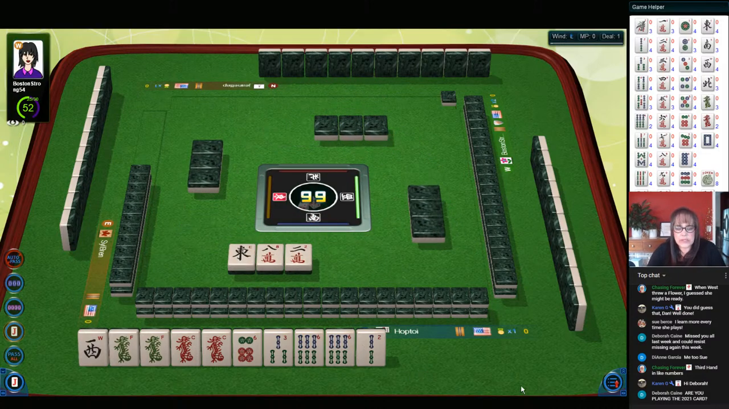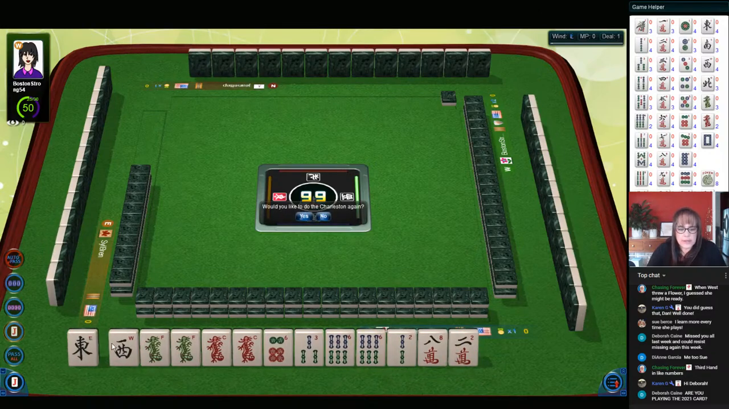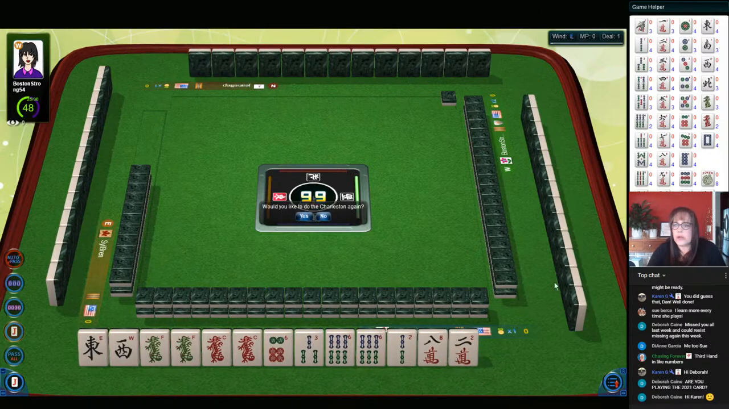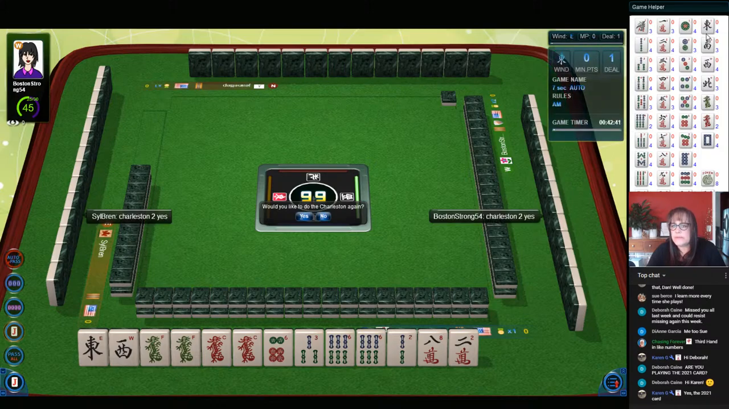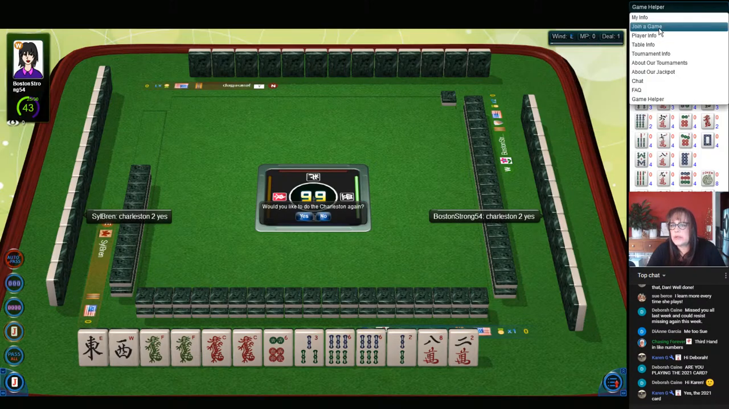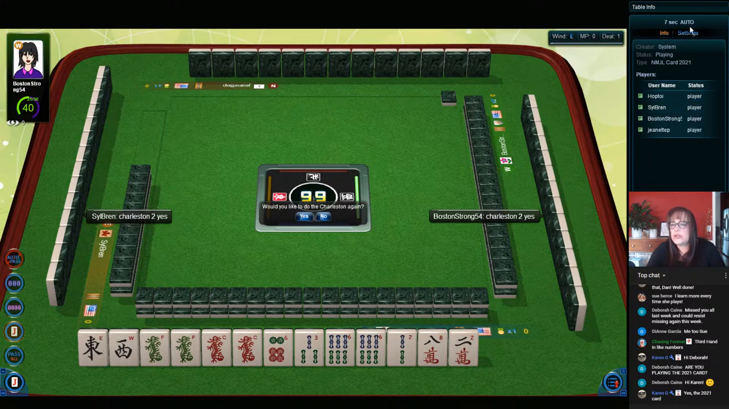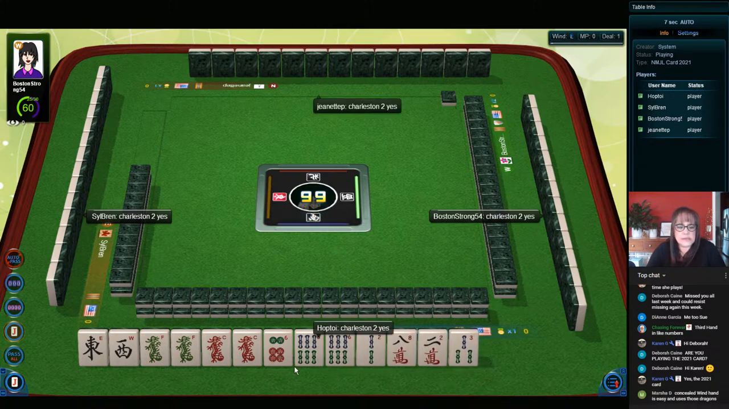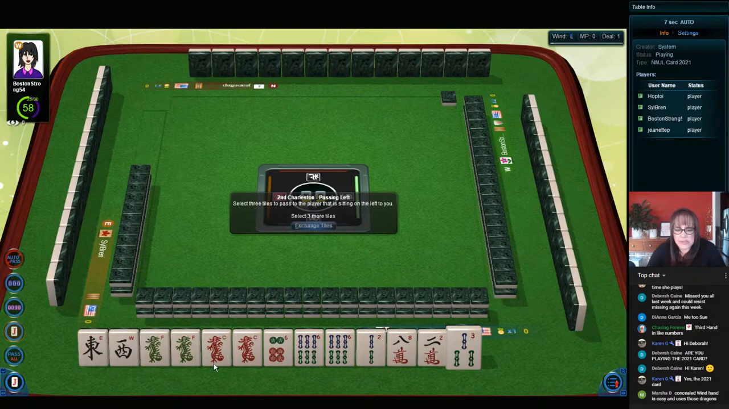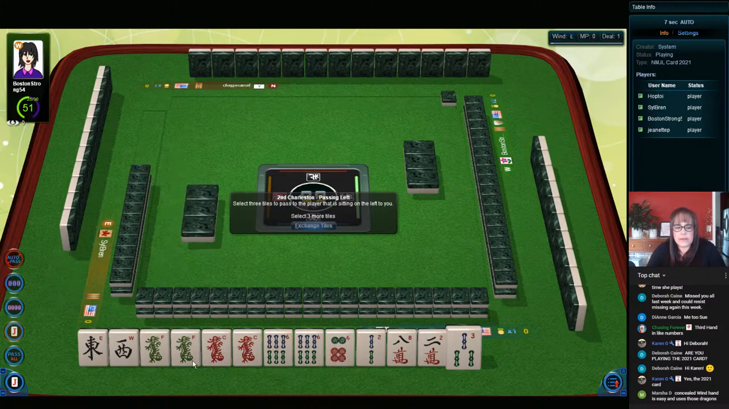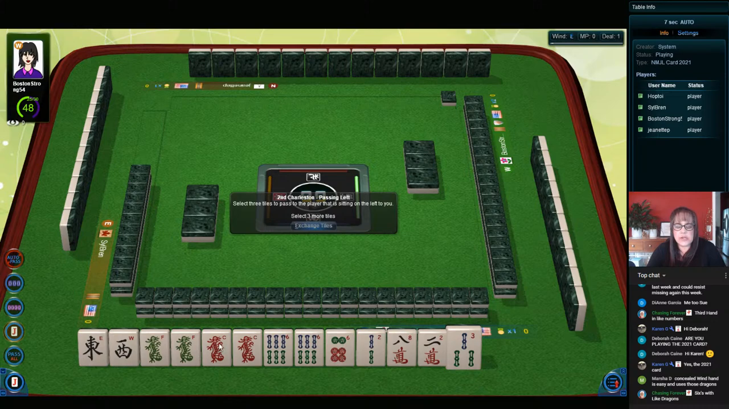Yes, we're playing the 2021 card. And I think, are we at the wrong table here? Let's see, game helper, table info. No, we're at 7-second auto 2021 card. We're good. Let's see here. Yes, I'm thinking we should play news concealed with dragons. That would leverage 2 multiples. And if we get maybe the 6 crack, we could switch to like numbers with sixes.